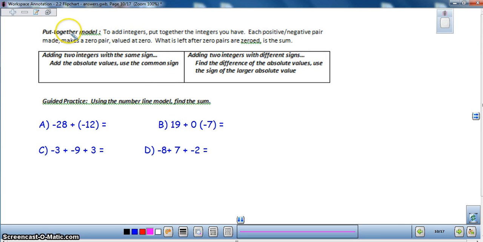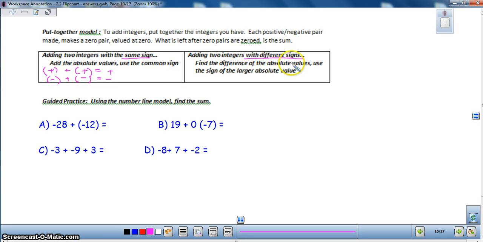Now, the put together method is kind of the rules for our integers that you're working with, and that's what we just talked about. To add two integers, you're going to put them together. So I'm going to have you take a look at these guided practice. 28 plus negative 12. First thing we have to decide, are the signs the same sign, or are we working with different signs? And in this case, they're the same. So this is where we were talking about positive. I'm going to put that in a parenthesis and write it out, instead of writing out the word positive, plus another positive equals a positive. A negative plus a negative is going to be equal to a negative.